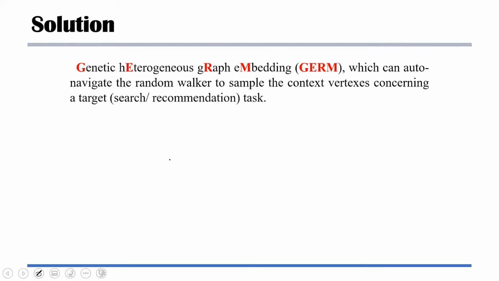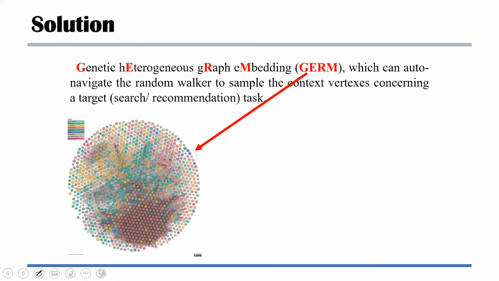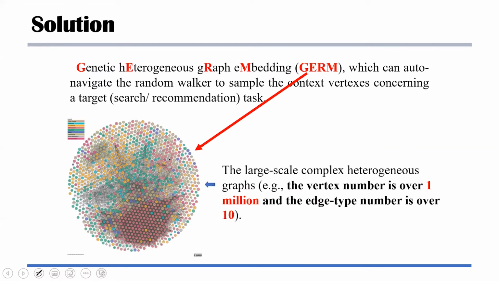Okay, so here I'm going to give some examples. Given a very complex graph, when we say complex, it means the node number can be 1 million or more, and I mean a large scale complex heterogeneous graph. When we say large scale, it means the node number can be more than 1 million, and the edge type can be more than 10. So if we have such a graph, it can be a really good platform for the proposed algorithm, the genetic heterogeneous graph embedding algorithm.